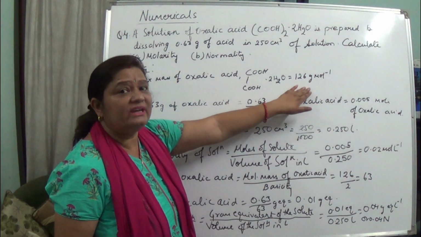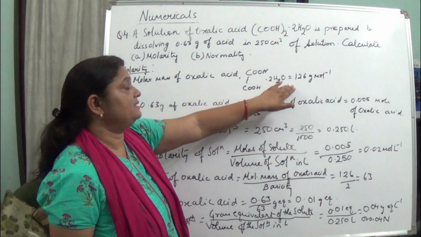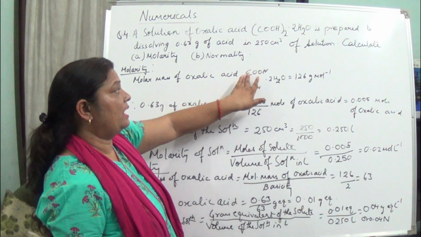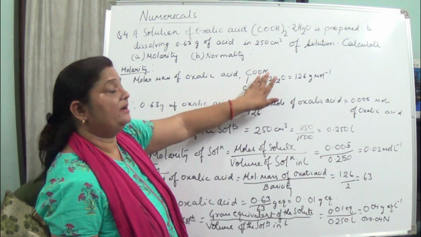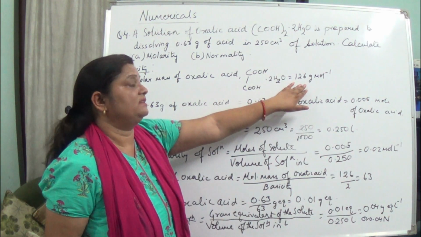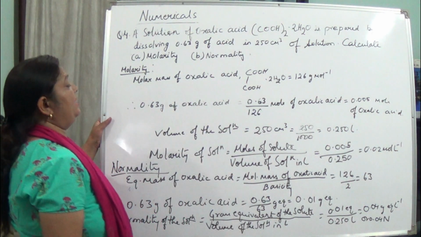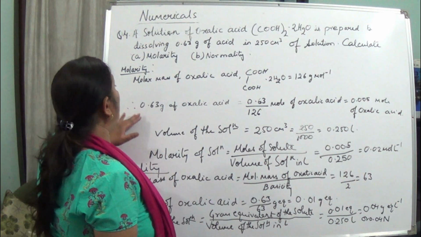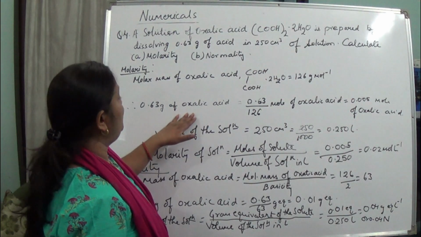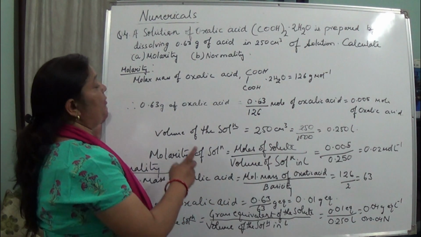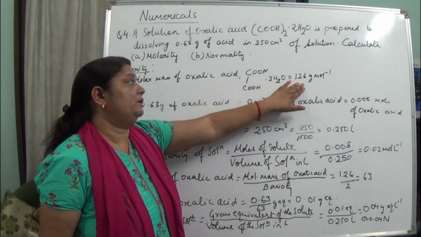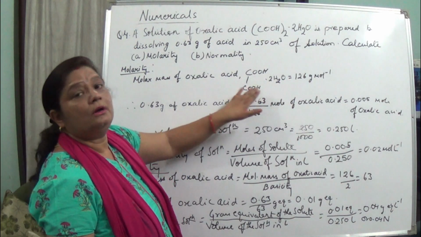How do we calculate the molar mass? I had said to you all, you take the mass of each atom, of carbon, oxygen, then hydrogen, add it up, and you will get 126 gram per mole. Now the next step. 126 gram per mole consists of 1 mole of oxalic acid.